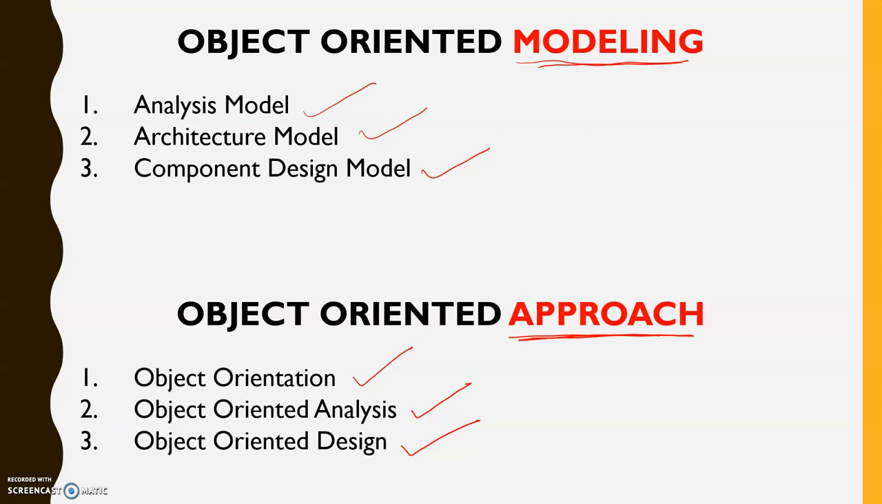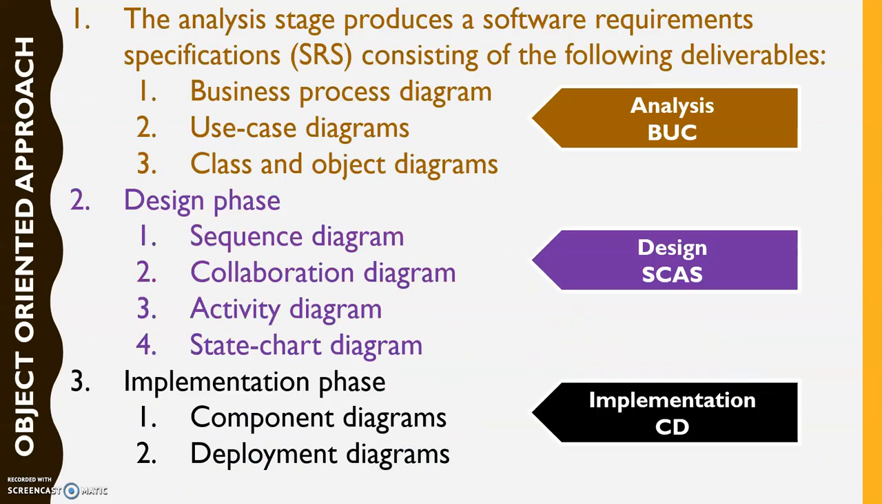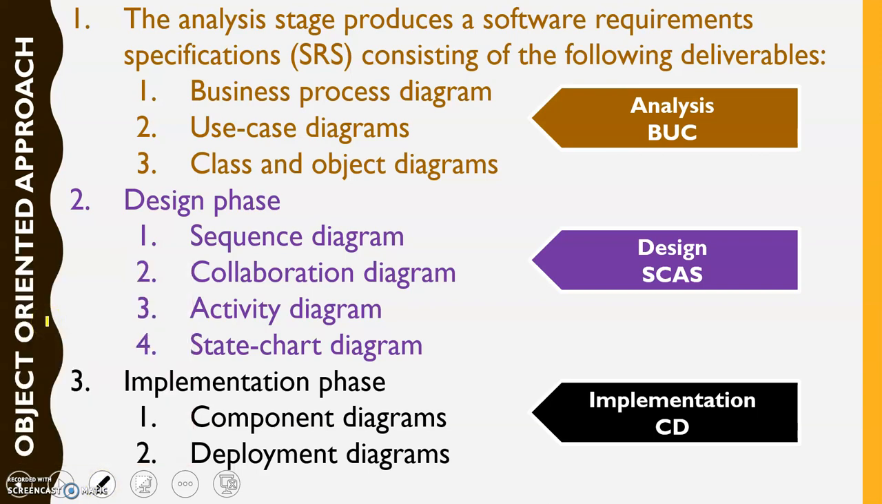So what happens is, when we talk about modeling, we are talking about the blueprint, right? And when we talk about the approach, we are talking about the diagrams, like which diagram we will use to show our model, right? So let's see. Okay, so here we have the object oriented approach. Different approaches, 3 approaches we have.